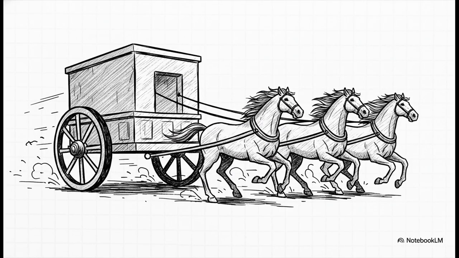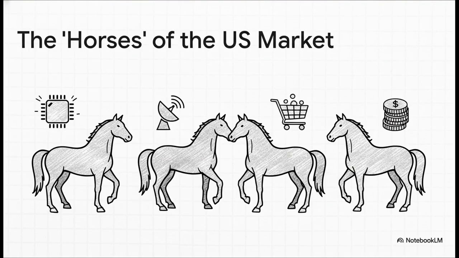Think of an index like this. It's a chariot. It doesn't move on its own. The Nasdaq doesn't just wake up and decide to rally. No, it gets dragged there. It gets pulled by these incredibly powerful horses. And who are these horses? Well, they're the heavyweight sectors of the entire U.S. market. We're talking technology, communications, consumer stocks, and financials.